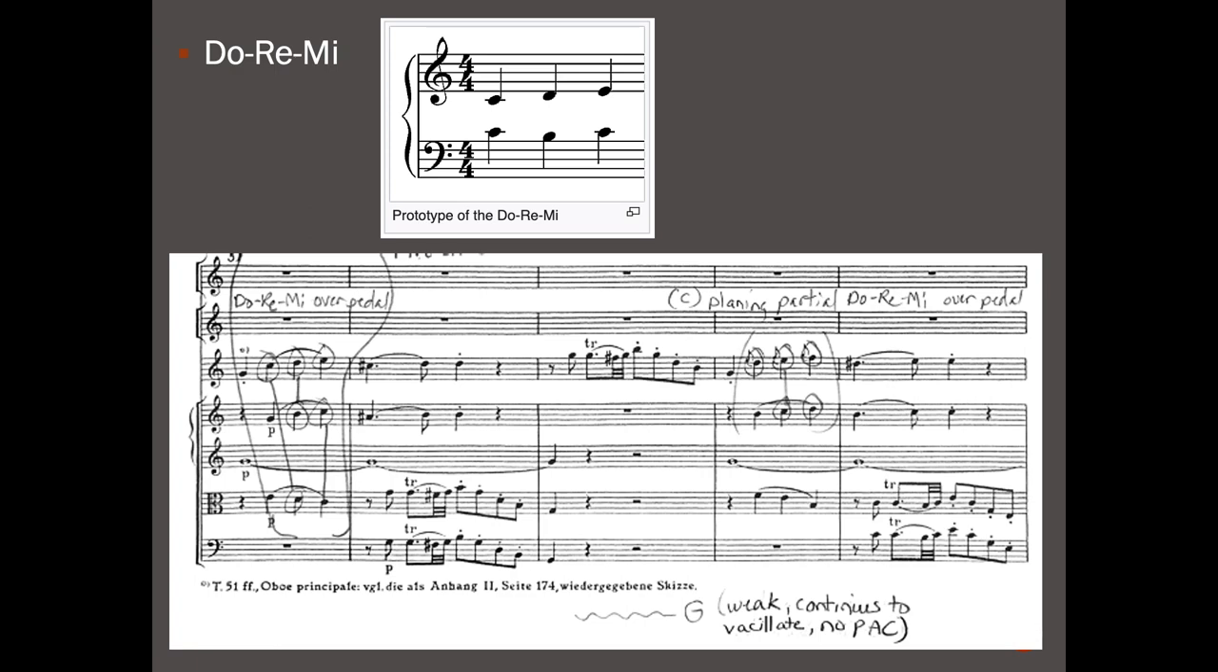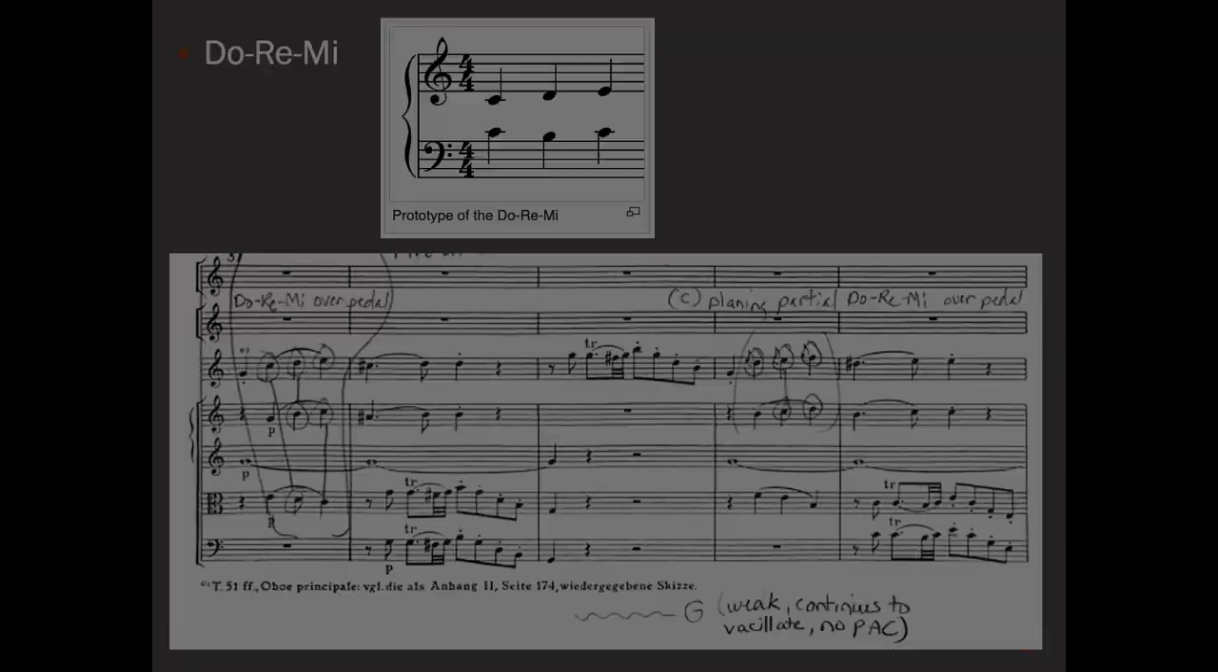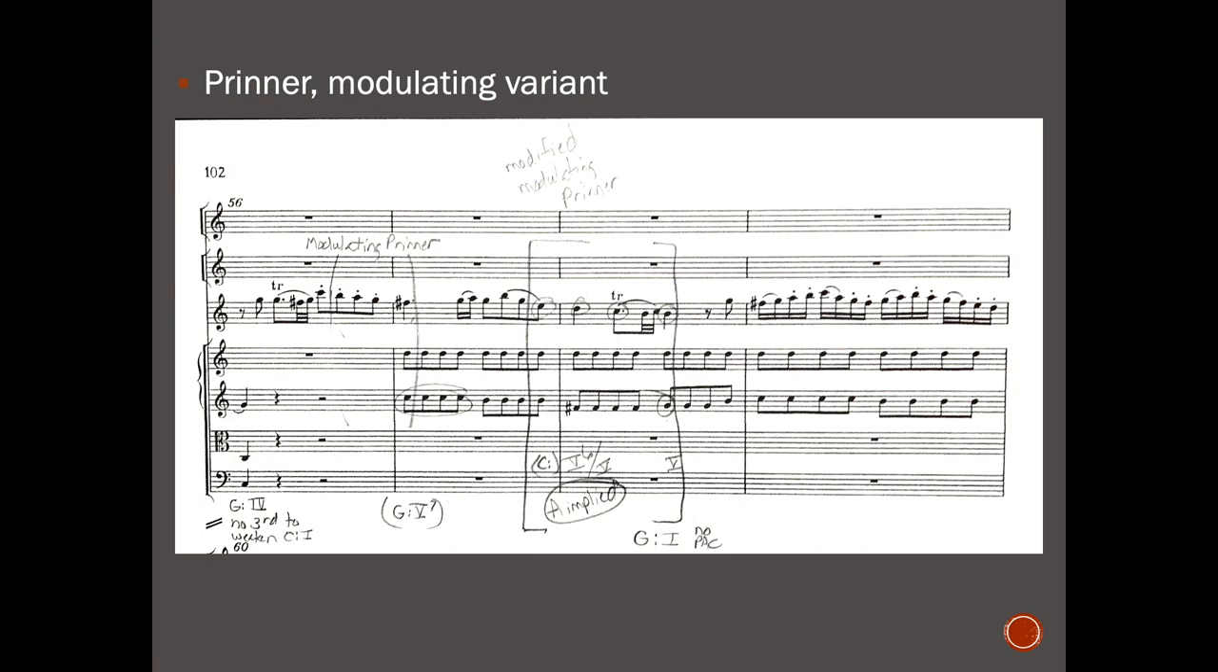Schenker would have loved this because it looks like we're planing here, and we get another Do-Re-Mi as if we were moving on harmonically to a different area, but we have a pedal happening there, so that's not what's going on. Now we have a modulating Prinner that happens here, and there is no third in here to avoid other problems with the harmonic motion. Again, there is one component that's missing, like in the very first one, but he did that. It's clear that he did that for harmonic reasons, to not confuse his listener as to where things were going.